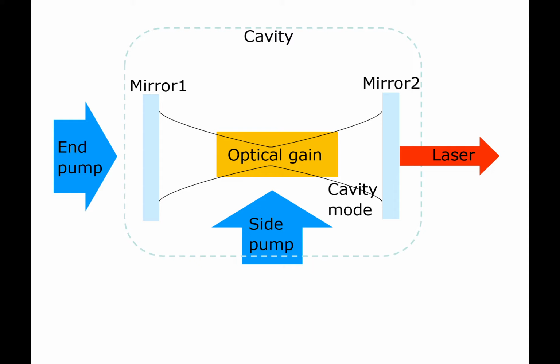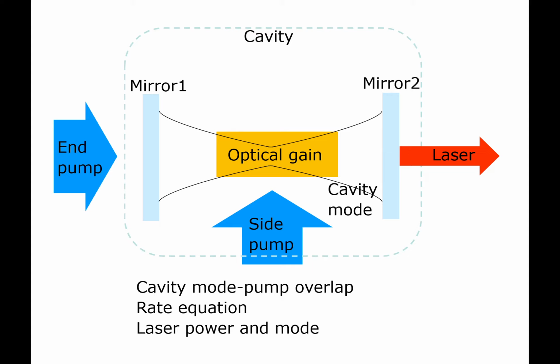So in this case, what we need to analyze is the cavity mode and pump mode overlap, and from this you get the rate equations, which define the net gain. And then we have a laser power and the output mode, which are the result of what we have learned in the previous classes.